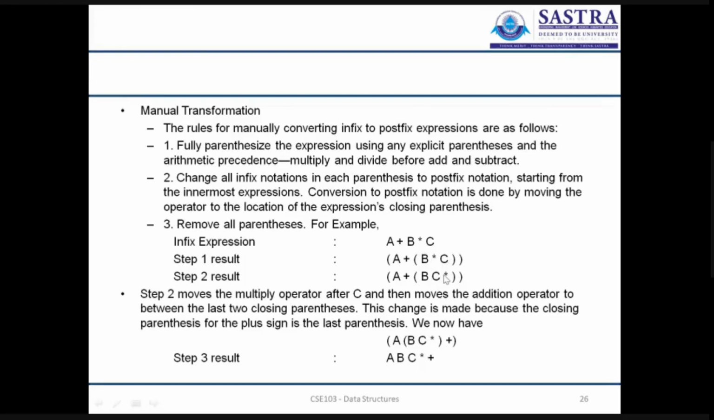In the next step, a plus, within the bracket, whatever is available, bc star. So it should be converted to a bc star, and the plus should come after the close bracket. See here, a bc star plus. So in this way, we need to convert the infix expression into postfix expression. This is manual transformation. After converting this, remove all the parentheses.